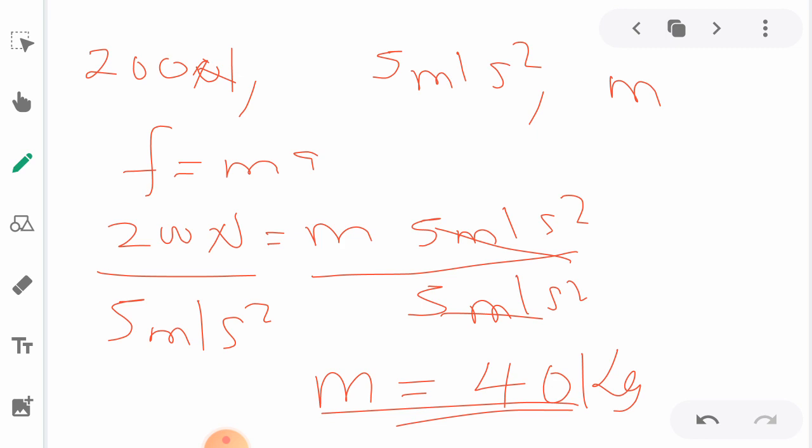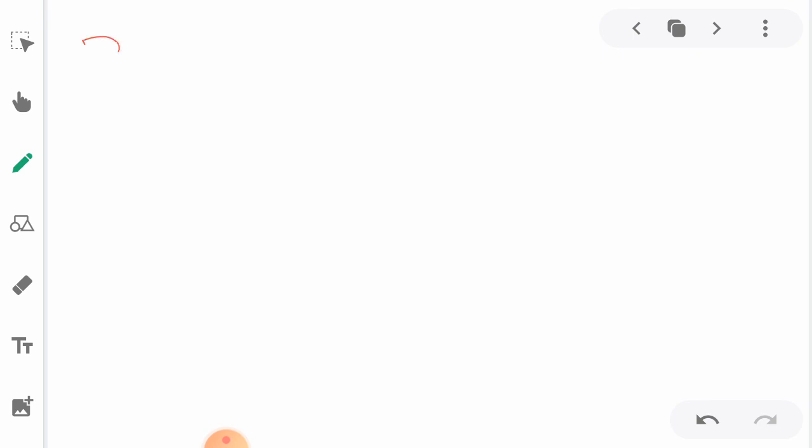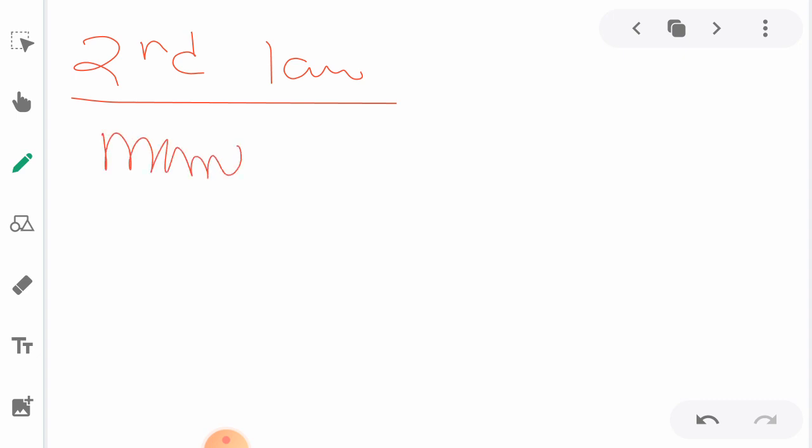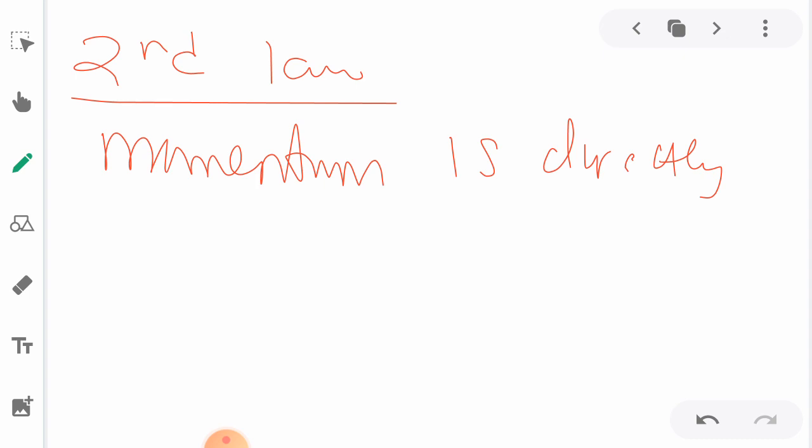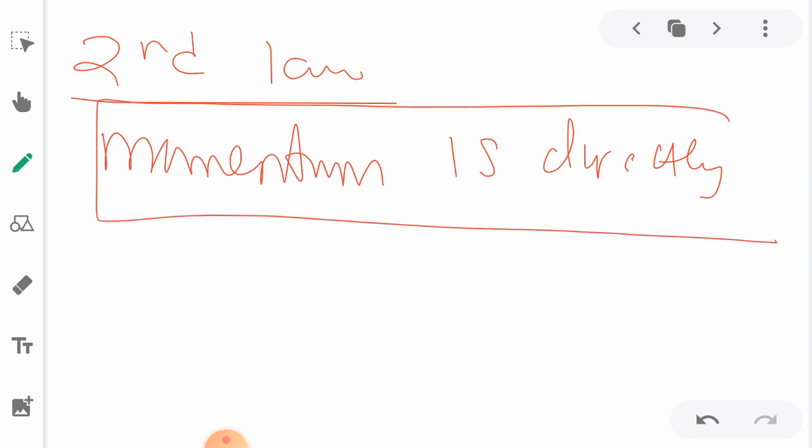Then there's also Newton's second law of motion. The second law of motion states that the rate of change of momentum is directly proportional to the force applied on an object. This law is known as the law of momentum. And the third law, you can check in the notes which I've sent.